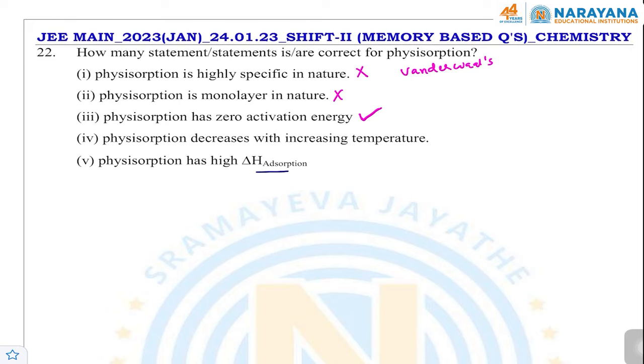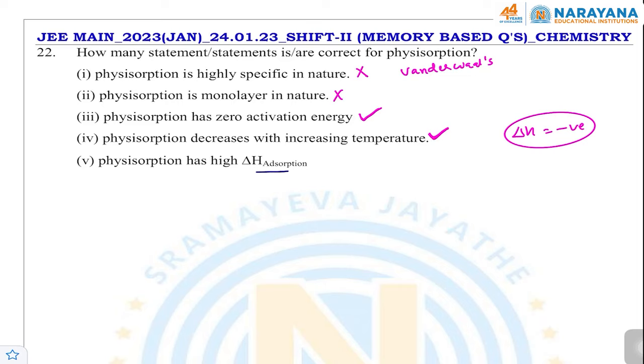Physisorption decreases with increase in temperature. This is correct because the gas molecules are adsorbed on the surface, and adsorption is generally exothermic in nature. As this has no activation energy, when you increase the temperature, the adsorbed gas molecules will be removed from the metal surface. So physisorption extent will decrease with increase in temperature.